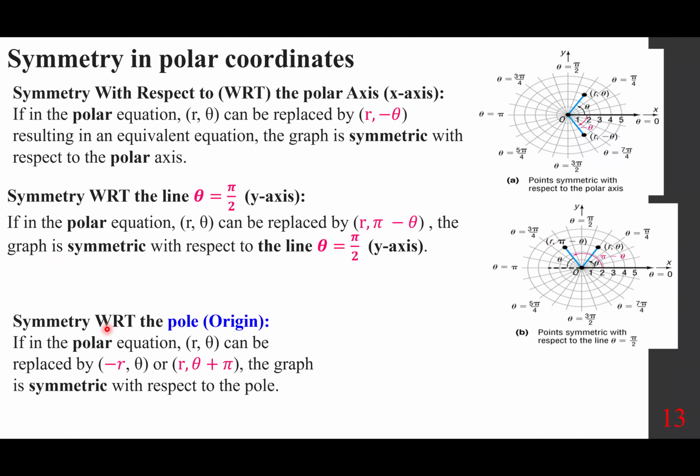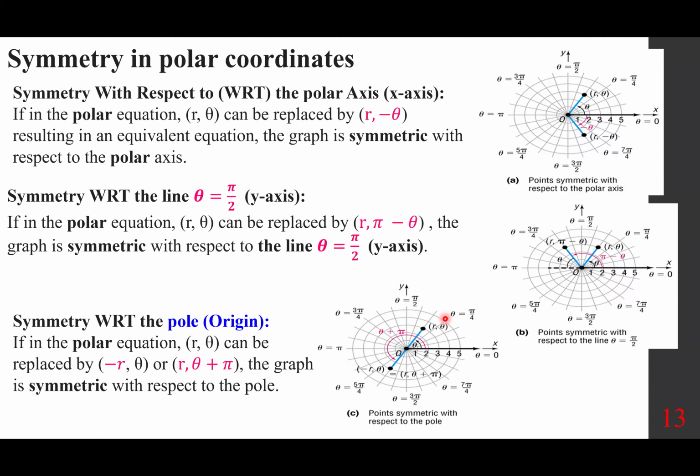What about the symmetry with respect to the polar, the origin? If in a polar equation, r comma theta can be replaced by negative r comma theta or r comma theta plus pi, the graph is symmetric with respect to the pole. That means you check this one. If it fails, you check this one. If both fail, then it's not symmetric. So r comma theta is the same as negative r comma theta. So theta, if we replace it with theta plus pi. Because minus r theta is the same as r and theta plus pi.